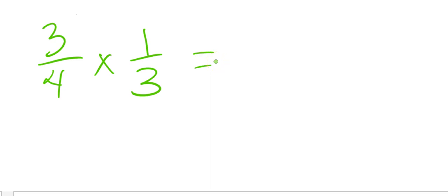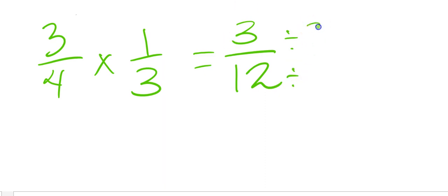Alright? We do 3 times 1. You multiply your numerators, and that is 3. And then you multiply 4 times 3, which gives you 12. Your last step is to simplify your fractions. So we can divide 3 and 12 by 3, which is their greatest common factor, and you get 1/4.